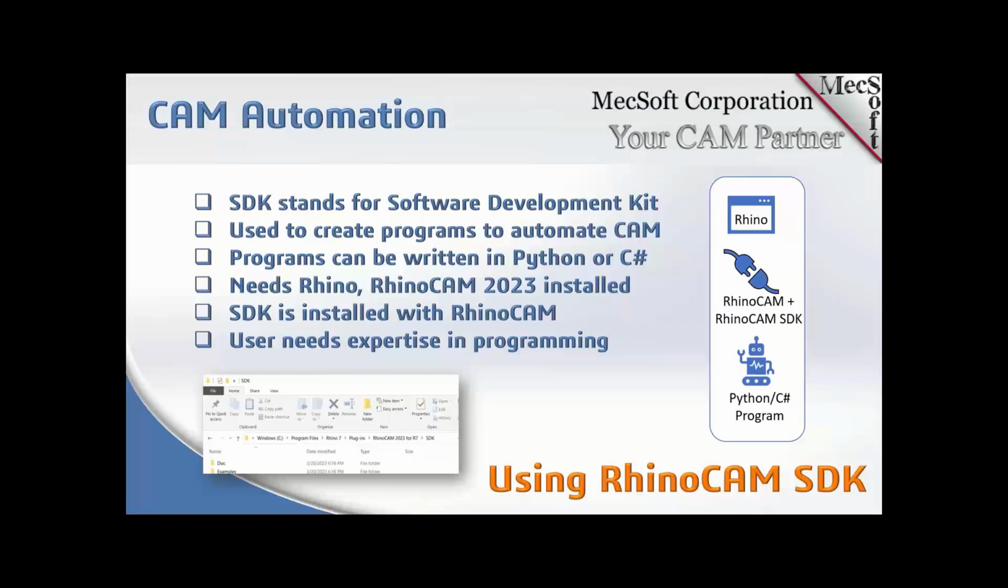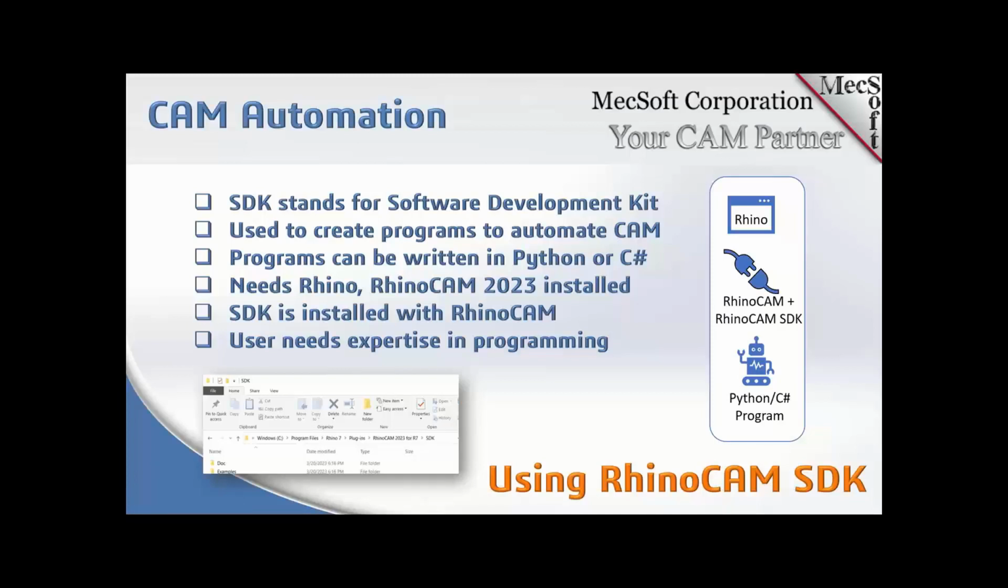Obviously, you need Rhino, and of course the RhinoCAM plugin and the RhinoCAM SDK, which is actually built into RhinoCAM, so you don't need anything special. Once you install RhinoCAM, you're going to be able to immediately start using the SDK. And then, of course, you need Python or C# .NET programs to actually write programs and use the SDK functionality to drive CAM. So the second bullet item here says you can use the SDK to create programs to automate CAM, and we'll see what kind of programs you can create later on in the demonstration.